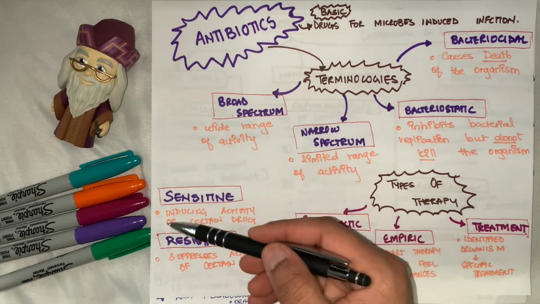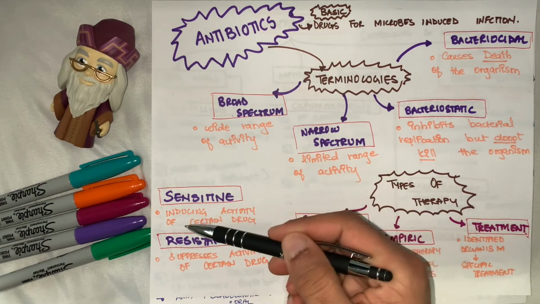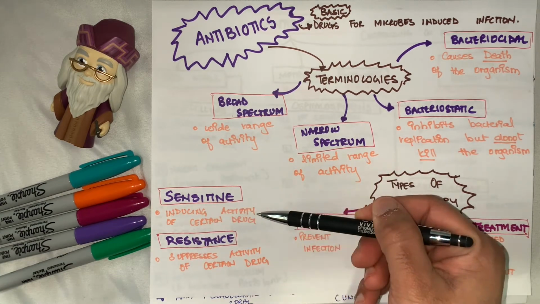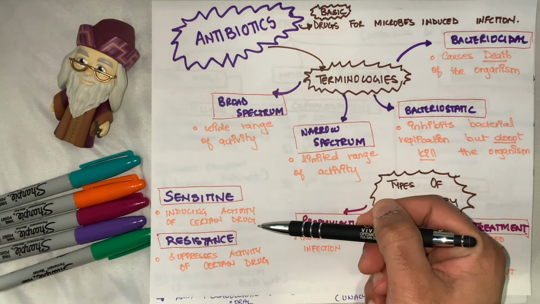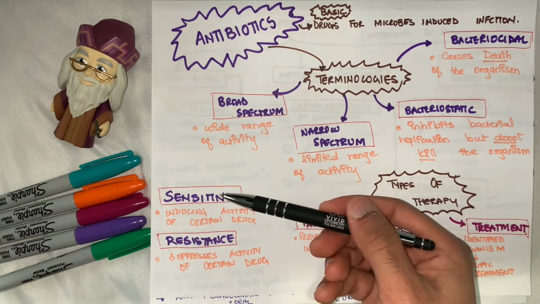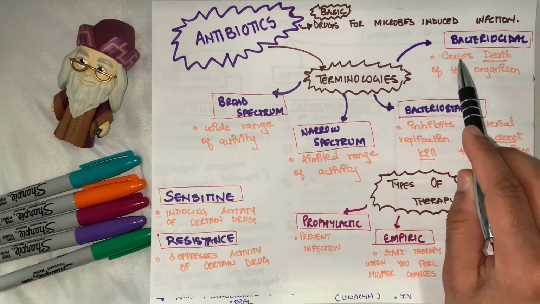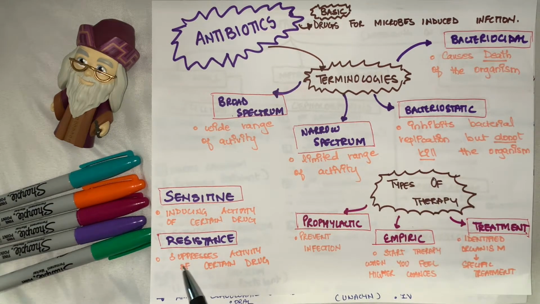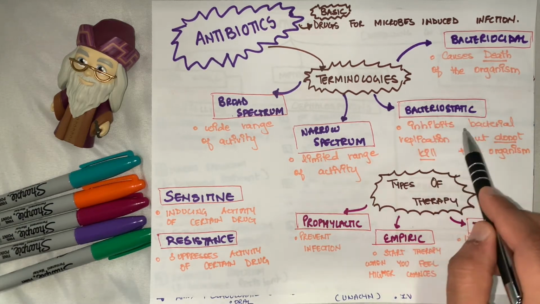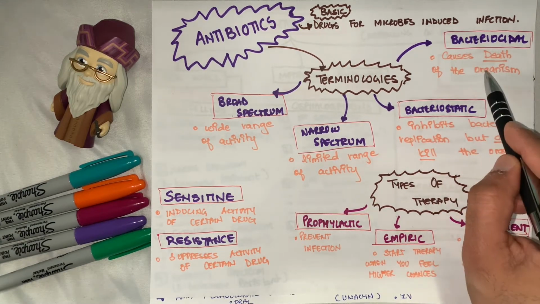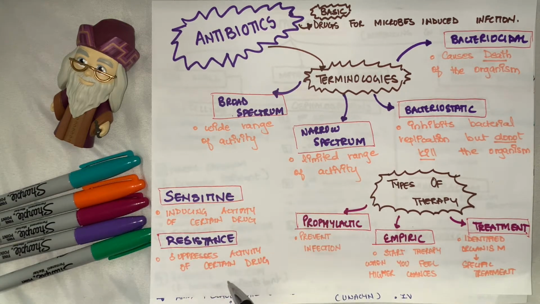The other terminologies we need to look at are sensitivity and resistance. Sensitive means inducing activity of a certain drug, which means a bacteria that is sensitive to a certain drug will respond in either a bacteriostatic or bactericidal way. Resistance means there's suppression of the activity of the certain drug, which means the bacteria that is resistant to that drug will not let the drug cause bacteriostatic or bactericidal effects. These two are very important in describing the behavior of an antibiotic.